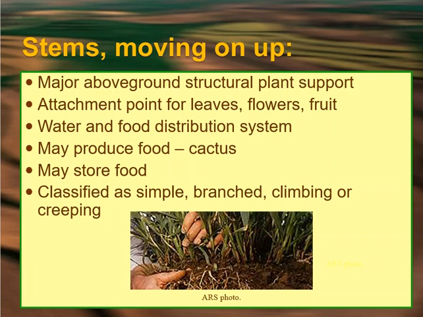And the stems can either be classified as simple, branched, climbing, or creeping. Okay, so there's many different kinds of stems there. So like a simple stem is pretty much what it sounds like. There's just one main stem going up. Branched, maybe it branches off. Climbing would mean it has to crawl up something, so like a fence or maybe another tree. And then creeping means that the stem spreads out along the ground.